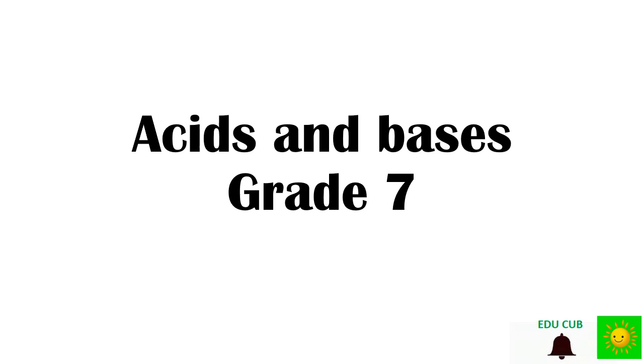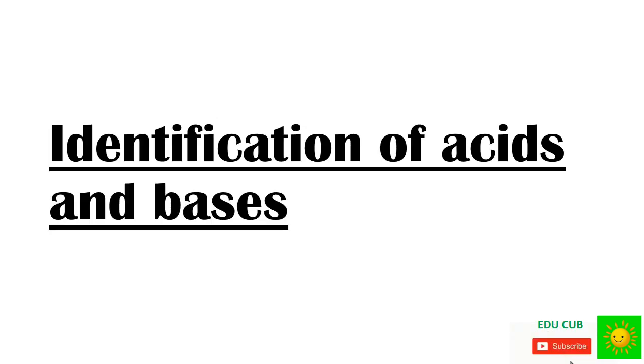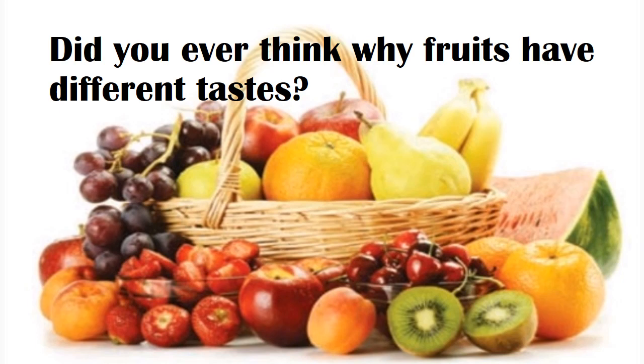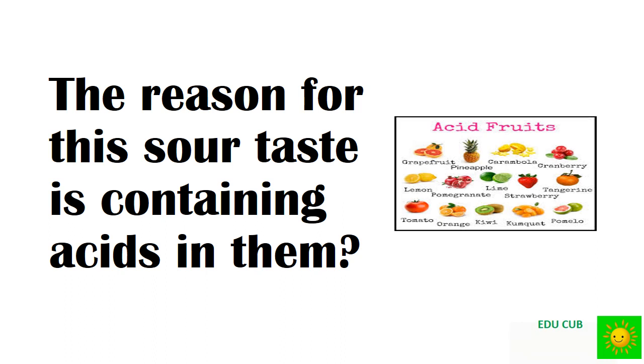Today we are with the fifth lesson from grade 7 science, acids and bases. Our first subtopic is identification of acids and bases. Did you ever think why fruits have different tastes? Fruits have different tastes because they contain different chemical compounds. Fruits such as orange, pineapple, lemon, tamarind, and flavors such as vinegar, lime, tomatoes are sour in taste. The reason for the sour taste is that they contain acid.